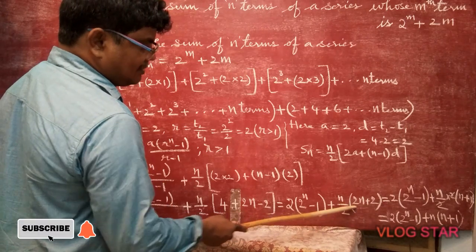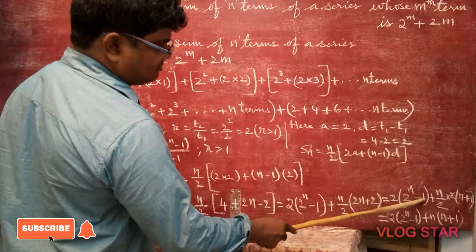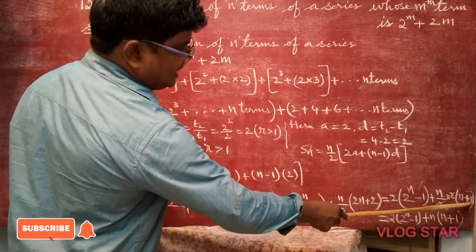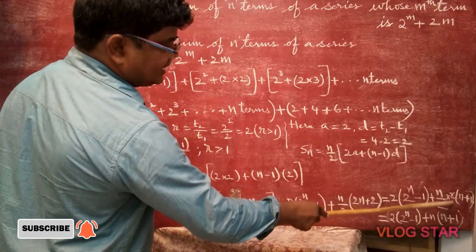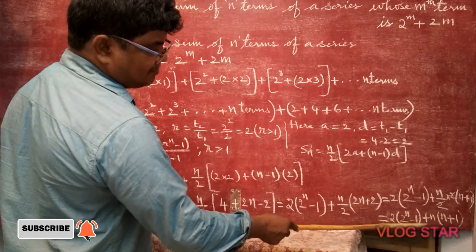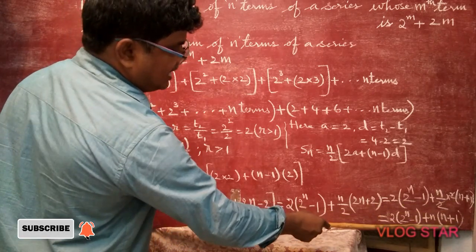Again in this, 2 is common. Take 2 common here. 2 into 2 to the power of n minus 1 as it is, plus n by 2 into 2, taking common, 2 into n plus 1. 2 gets cancelled. And the final answer is 2 into 2 to the power of n minus 1 plus n into n plus 1.